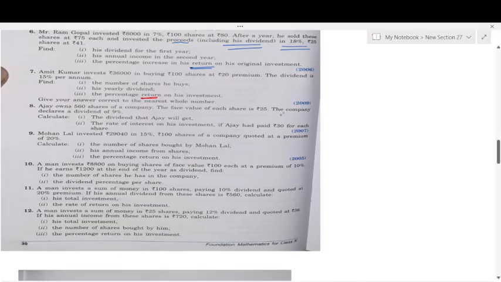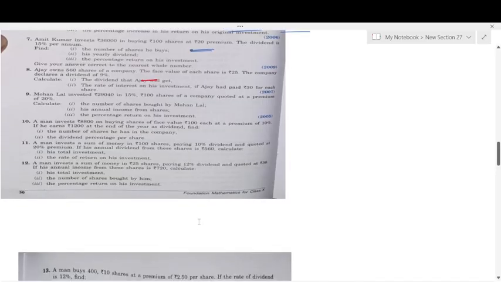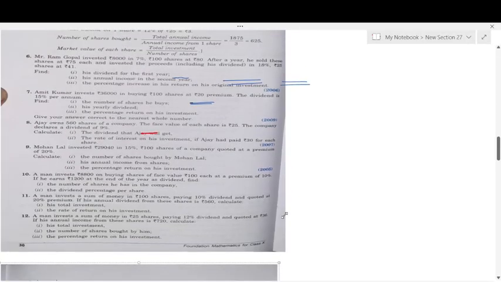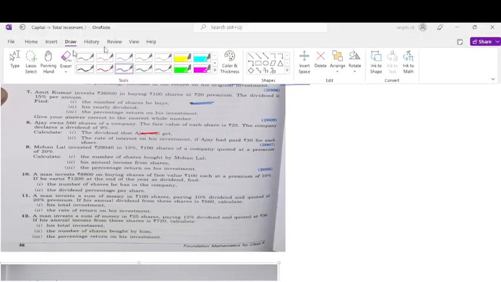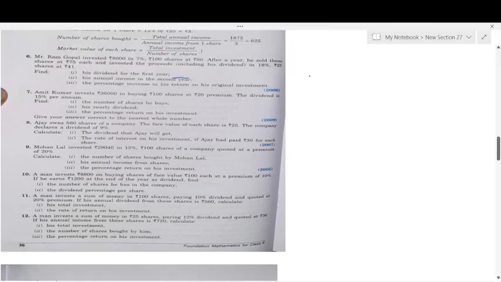Ninth question. Read the ninth one and tell me. Try the ninth one, all of you. Yes, read the ninth one, students. Mohan Lal invested how much? What's the investment?